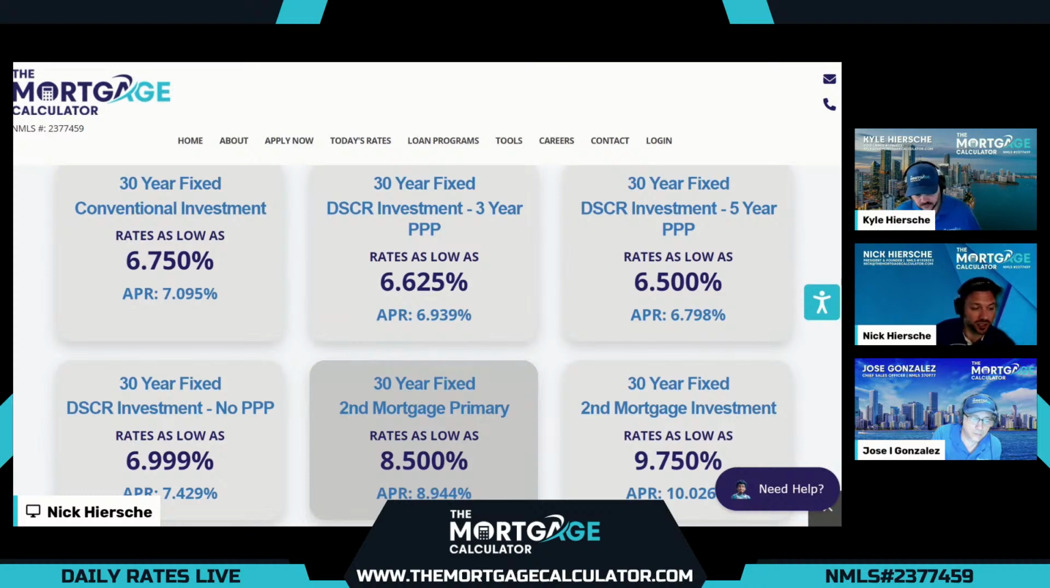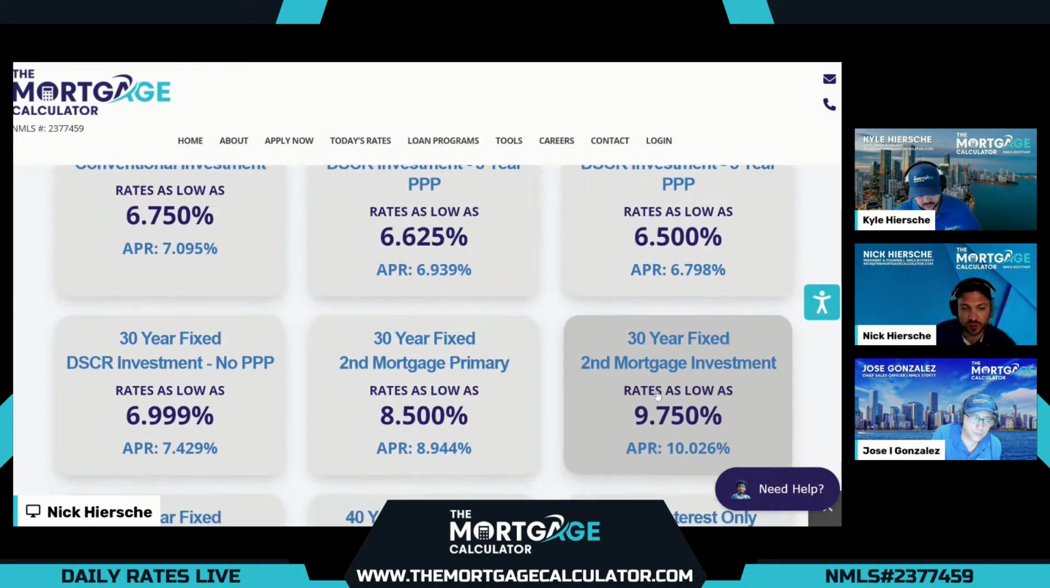And these are non-QM programs, so we can use bank statements and similar. And same option for investment properties. HELOCs are rare for investment properties altogether. So these are great options. Rates as low as 9.75, final APR 10.026 to get cash out up to 80 LTV for an investment property.